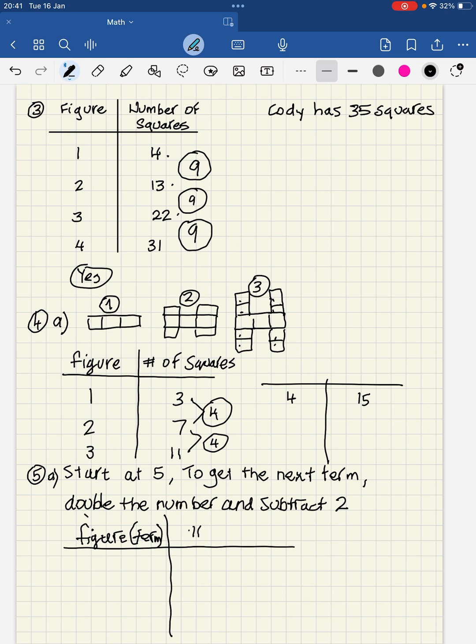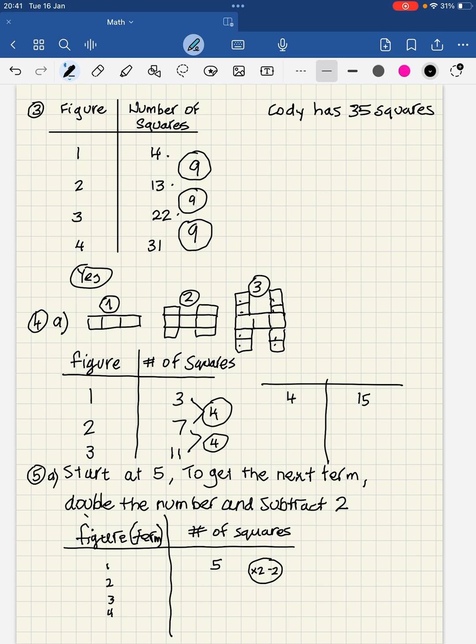And the number, we'll still use squares just for the sake of this, so we don't get confused. So for the first 4 terms, we're going to need 1, 2, 3, 4. So this A says to start at 5. So the first term will be 5. To get the next term, we're going to double the number. That means times 2. And then subtract 2.